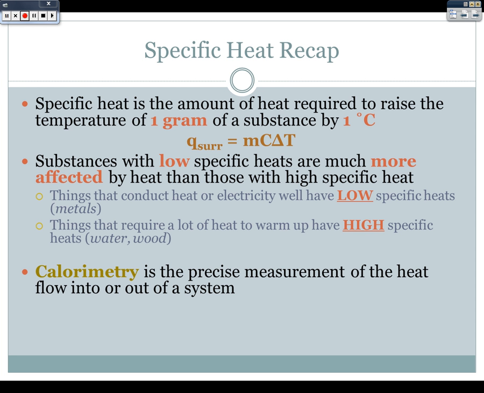And in specific heat, we talked a lot about calorimetry, which is the precise measurement of heat flow into or out of a system. Now, when we're talking about specific heat and talking about heat, we're mostly describing calorimetry or calorimetric experiments where you're trying to find the heat of something based on the specific heat equation, Q equals mc delta T.